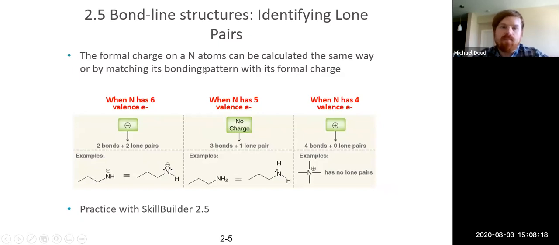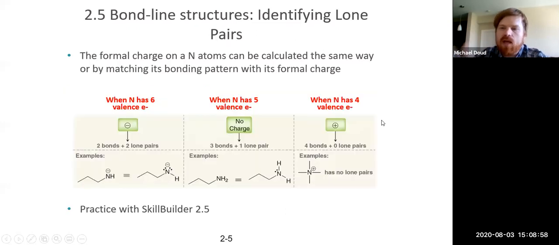So nitrogen is next up. If nitrogen has 2 bonds and 2 lone pairs, that gives it 6 total valence electrons, right? 4 from the lone pairs plus 2 from the covalent bonds. That's when nitrogen has a negative formal charge. That's what this looks like here. So it's an NH minus. So just keep in mind, negative nitrogen, that's 2 bonds plus 2 lone pairs. If you have 3 bonds and 1 lone pair, that's 5 total valence electrons, 0 formal charge. And then beyond that, another common situation is when nitrogen actually has 4 bonds. So 4 bonds plus 0 lone pairs, that's 4 total valence electrons, and that's a positive formal charge on nitrogen.